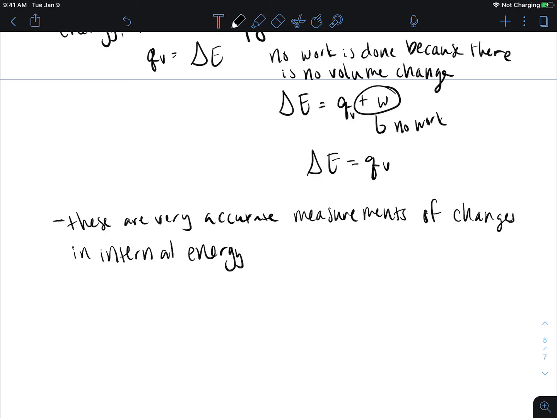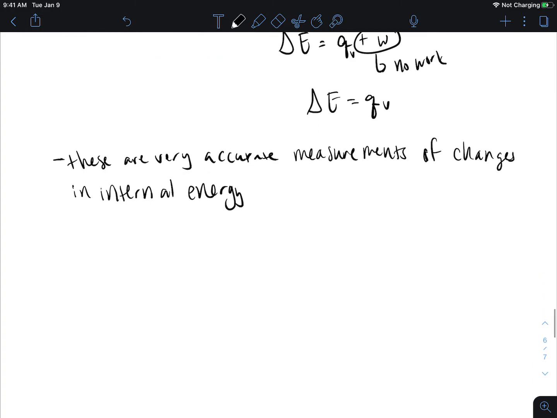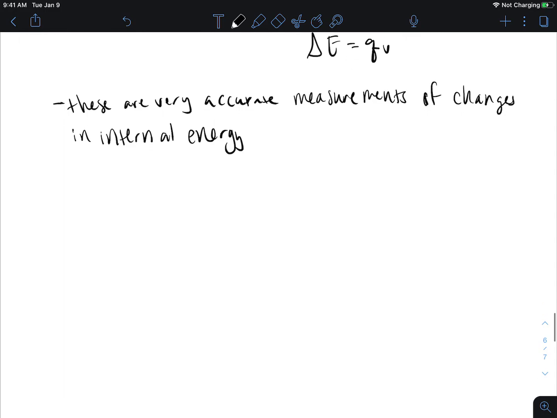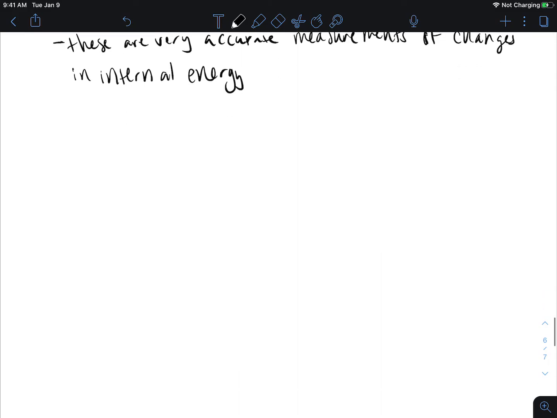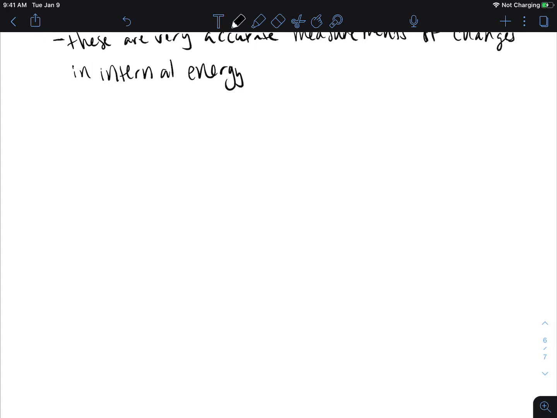But it's going to be pretty similar to what we see with our constant pressure calorimetry. We're going to be looking at the change of temperature of water in order to see how much heat is released from a system. Now, with this, we aren't usually looking at an amount. Instead, we use the procedure.